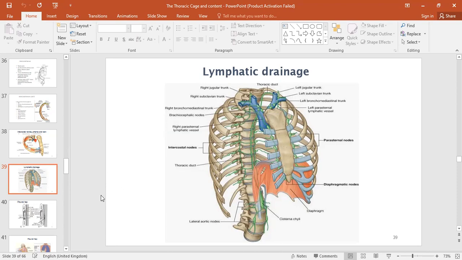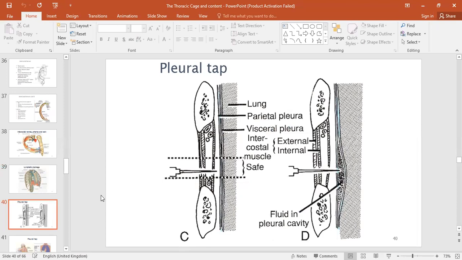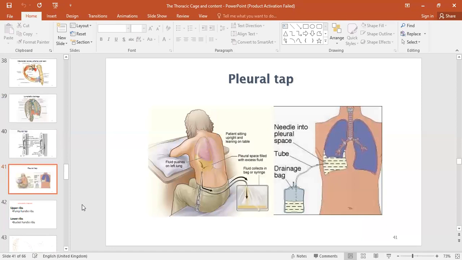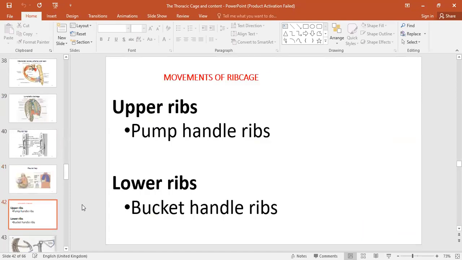Okay. So this is what I was explaining, that when you're trying to remove maybe air, blood, or pus in the pleural cavity via NG, underwater seal drainage, or thoracocentesis, ensure that the needle is passing through above the rib and not below, to avoid damaging the neurovascular bundles. Let's look at movement of the rib cage.